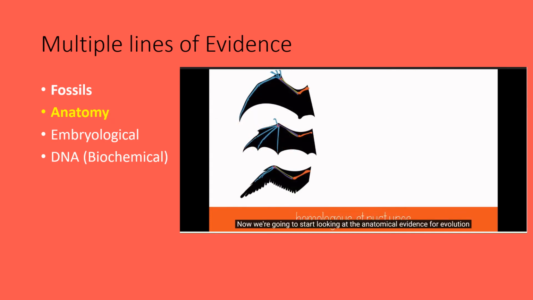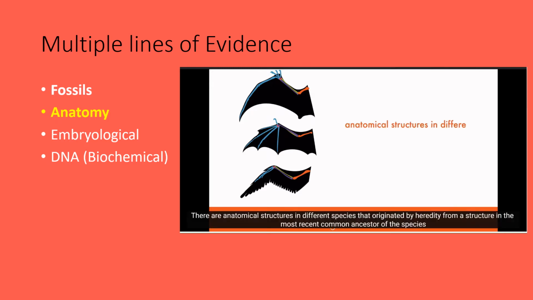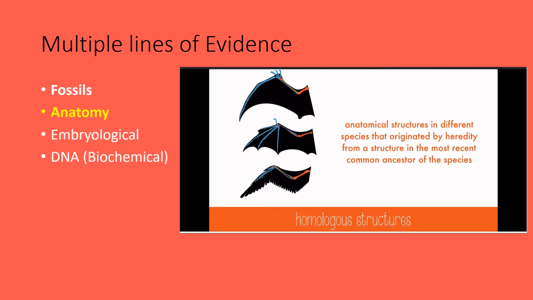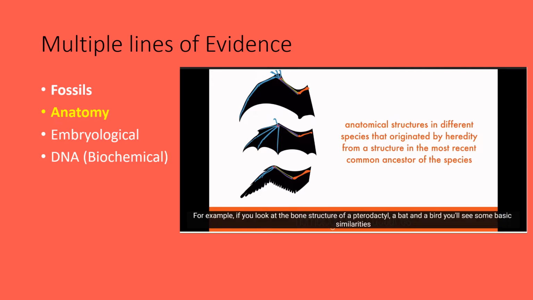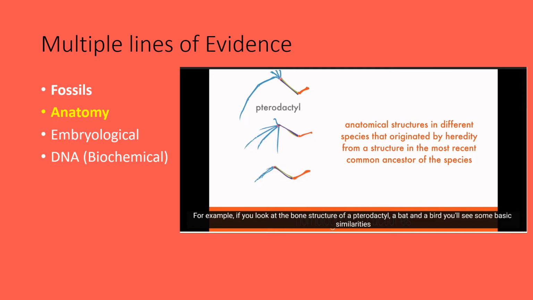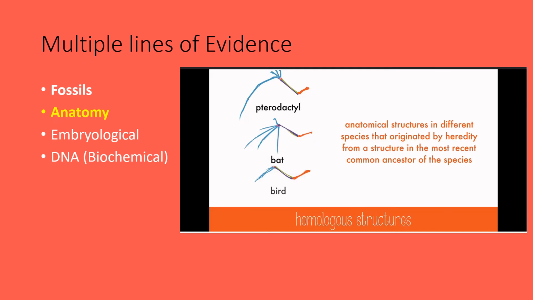Now we're going to start looking at the anatomical evidence for evolution. Homologous structures help scientists find relatedness among species. There are anatomical structures in different species that originated by heredity from a structure in the most recent common ancestor of the species. For example, if you look at the bone structure of a pterodactyl, a bat, and a bird, you'll see some basic similarities. This suggests they had a common ancestor with a similar forearm structure, perhaps very long ago.